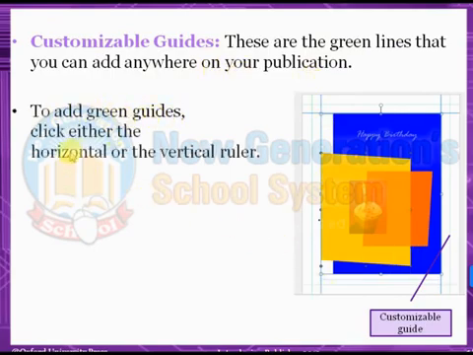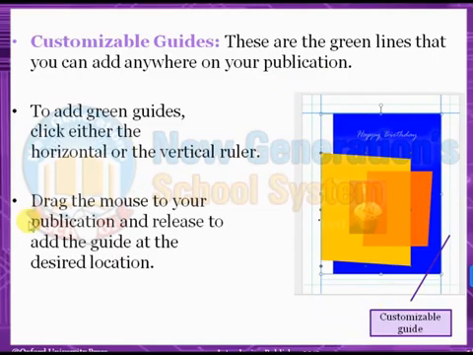Click either the horizontal or vertical ruler. We can put any of these green lines. Okay, now we can drag the mouse to your publication and release to add the guide at the desired location. For example, we want to change these green lines, so we can drag our mouse button till we want to put it.